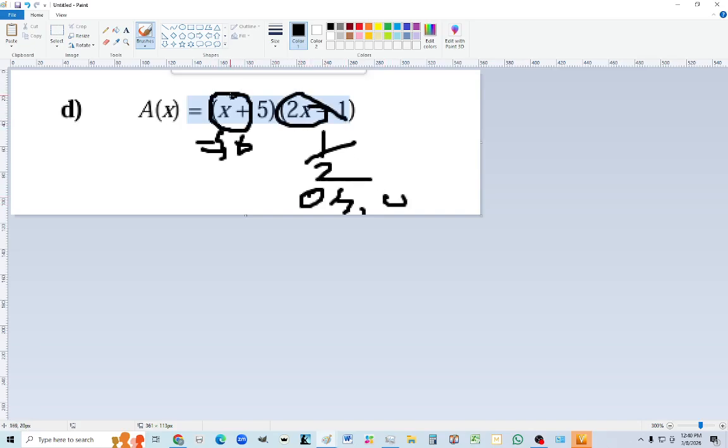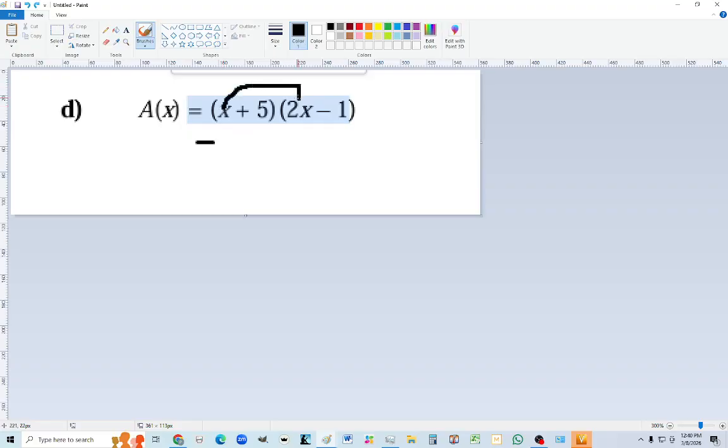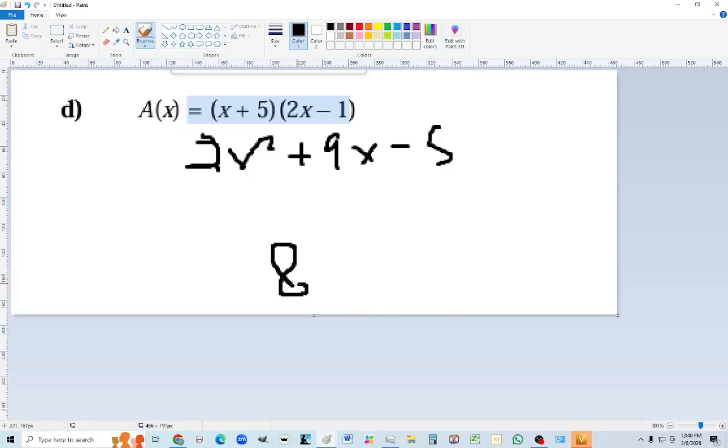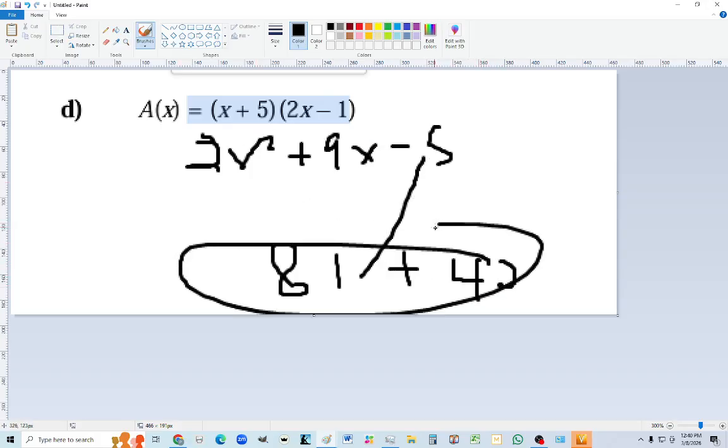Now, if your teacher insists you use the method, you'd have to use expansion. X times 2x is 2x squared. X times minus 1 is minus 1x plus 10x, so plus 9x. And then minus 5. So you do 9 squared, which is 81. Minus 4 times minus 5 is plus 20, times 2 is plus 40. And so that's 2 real zeros.